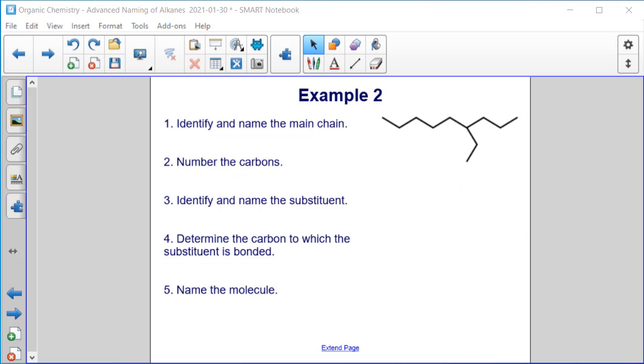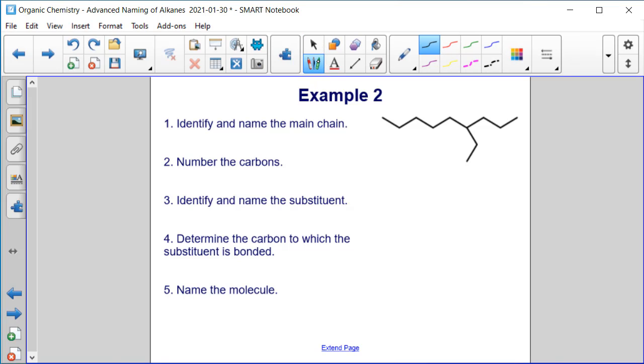All right, using this bond line formula that you see, this structure that you see, we're going to identify and name the main chain first. Our end goal will be to name this whole molecule. So I'm first just going to use the pointer of my pen to try and identify what's the longest carbon chain. So if I start here on the left, then I have 1, 2, 3, 4, 5, 6. Now if I go this way, it's 7, 8. If I go the other way, then it's 7, 8, 9. So that's going to be our longest chain.